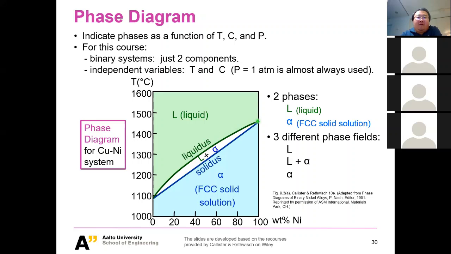And the line that distinguishes the one-component solution, either liquid or solid, is called the liquidus line, and the other one is called the solidus line. The gap between those 2 lines is the mixture phase, the liquid plus solid. So in total, we have 3 different phases from this diagram: liquid, mixture, and solid. The solid is the alpha solution.